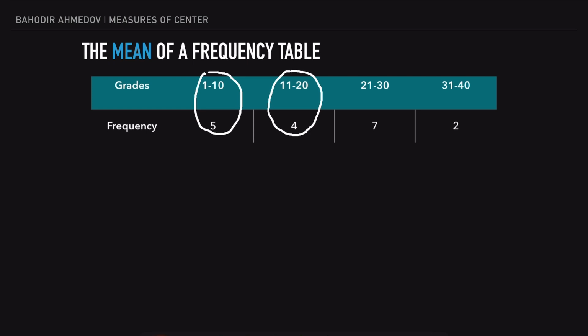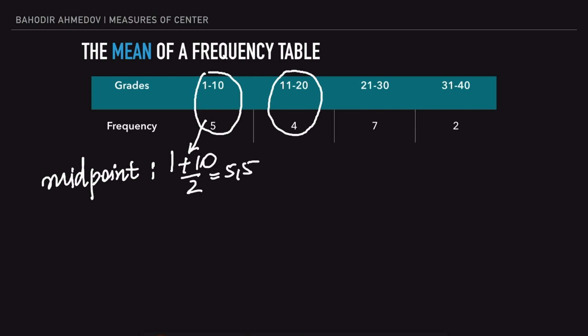We can't really calculate the mean exactly for this case, but we can approximate it. So we can say that the typical value of this class between 1 and 10 is equal to the midpoint. The midpoint is calculated by adding the lower class limit to the upper class limit and dividing by 2, which is equal to 5.5.